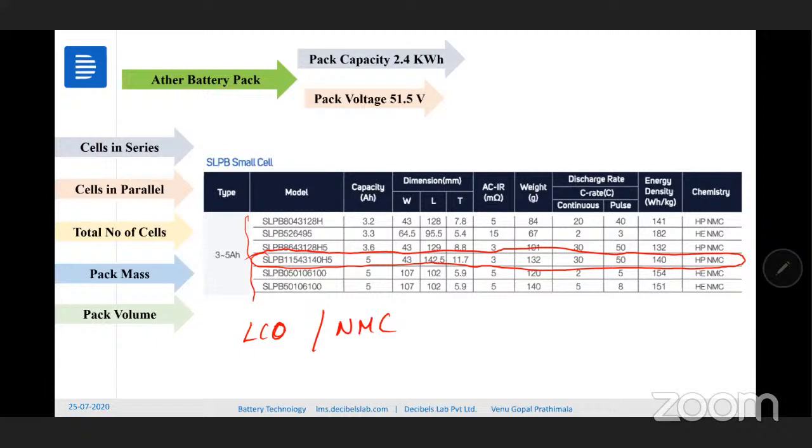What will happen if you are using the nickel manganese cobalt cell, and what if you are using the lithium cobalt oxide cell? What's happening with the number of cells required, and with the pack mass and pack volume and all the stuff? Okay, so here, what are all the requirements? They have given the weight, and they also have given the energy density. So you can compare your calculation with your energy density values. And yeah, it will be good to do this calculation. You'll get a clear idea of the difference between these two cells. Okay, that will be a good task for you guys.